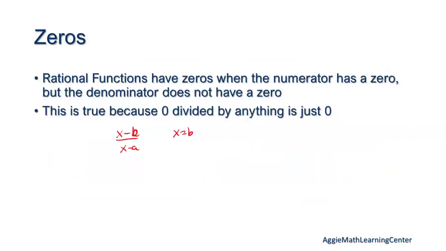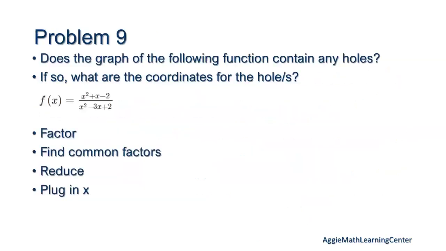Perfect. Okay. So does the following graph contain any holes? And what are the coordinates for the holes? So first thing we do is we factor. So our numerator can factor to x plus 2, x minus 1. And our denominator can factor to x minus 2, x minus 1.